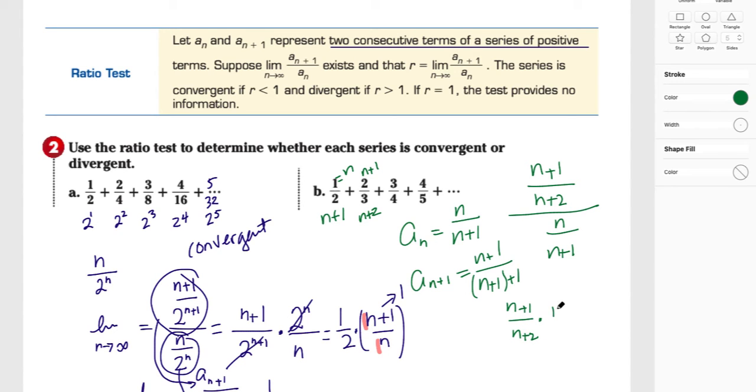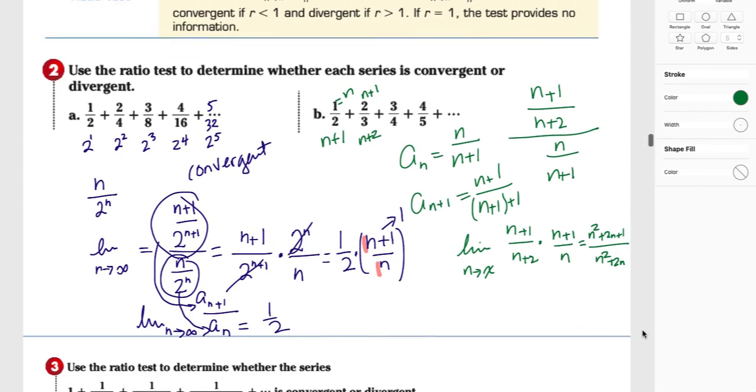I'm going to multiply by the reciprocal of the denominator, which is what we do when we divide. So we end up with this. Now I've got n plus 1 times n plus 1 over n plus 2 times n. If I were to multiply this all together, again, I'm looking for the limit as n approaches infinity. I'd get n squared plus 2n plus 1 at the top. At the bottom, I get n squared plus 2n.